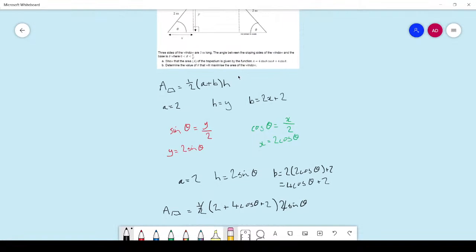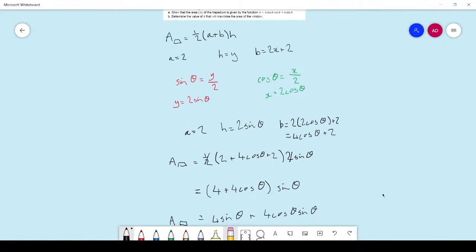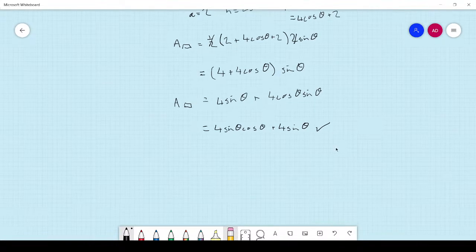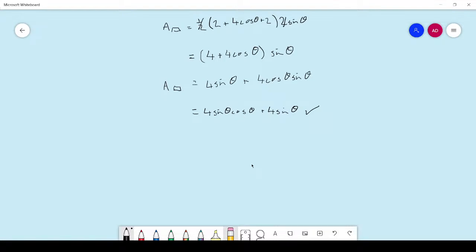Determine the value of theta that will maximize the area of the window. Maximization problems at this level should be done by taking a derivative and letting that equal 0. That will give you a stationary point, and then we can show that it is a maximum and not a minimum stationary point. So let's take the derivative of this function and set it equal to 0 and see what we get.